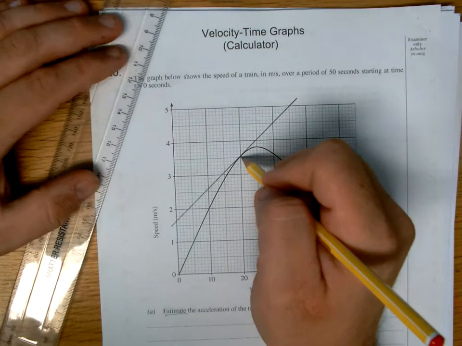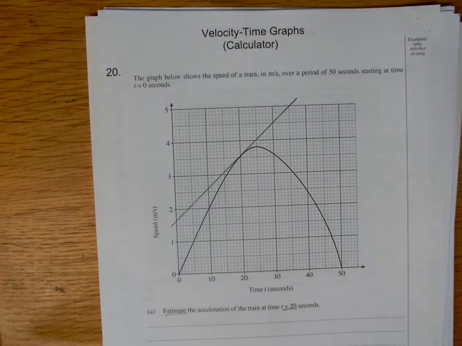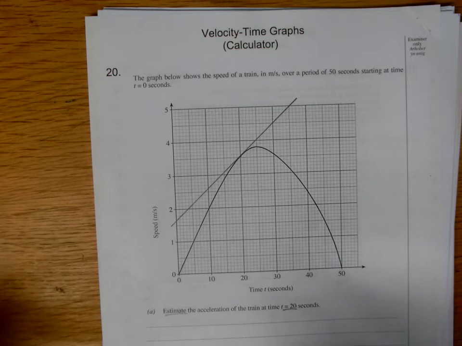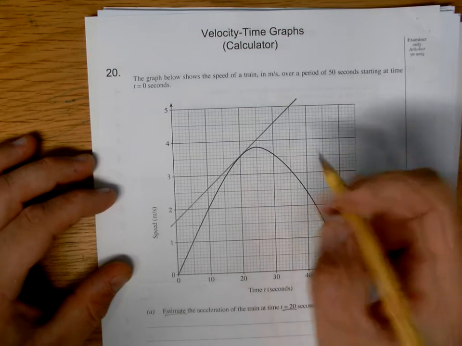Your tangent will touch there at t equals 20. We're doing it by eye, which means everybody's tangent might be slightly different. But if you're doing a good job of it, you're going to get a very similar answer, because the tangent's really good here. It touches the curve when t is 20.